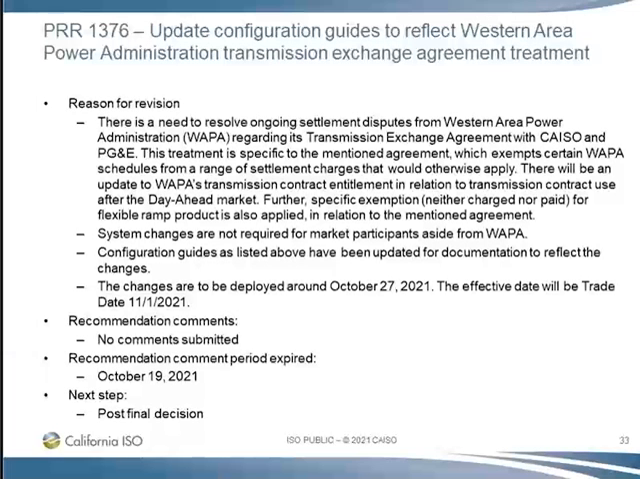The next one, 1376, is for the update of conversion guides for the Western Area Power Administrator for the Transmission Exchange Agreement treatment. So for these many guides we've changed, feel free to visit this PR. This will be effective dated 11/1/2021. No comments were submitted at this time, and our next step is to post final decision.